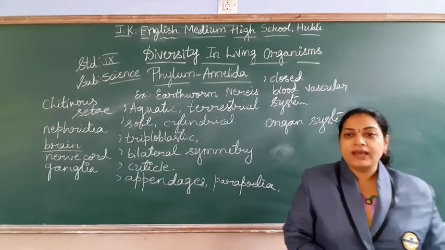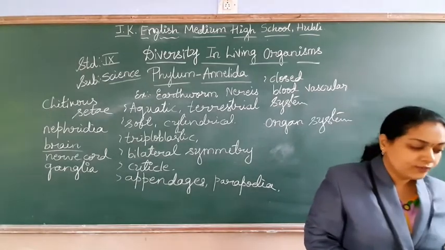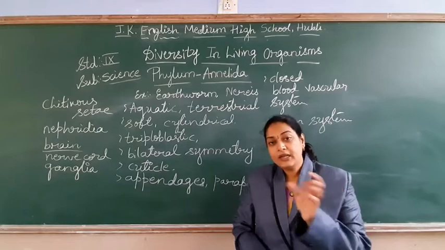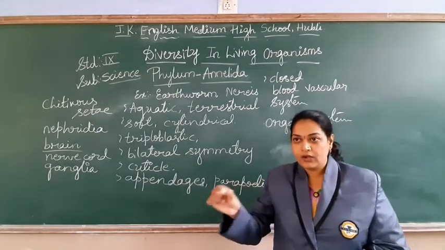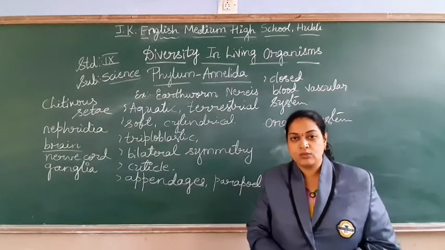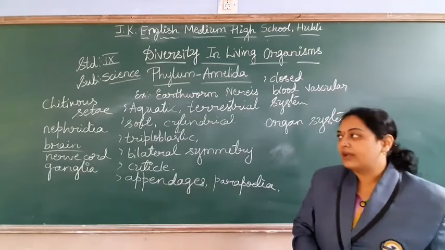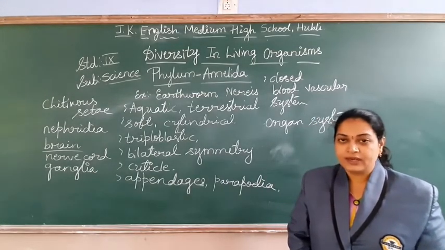The meaning of Annelida itself: Annel means round, or you can say ring type of worms. Just imagine the earthworm, how long and elongated it is, and rings are present on the body, which we call segmentations. So that type of structure we find in the phylum Annelida. Right, students? Take down.